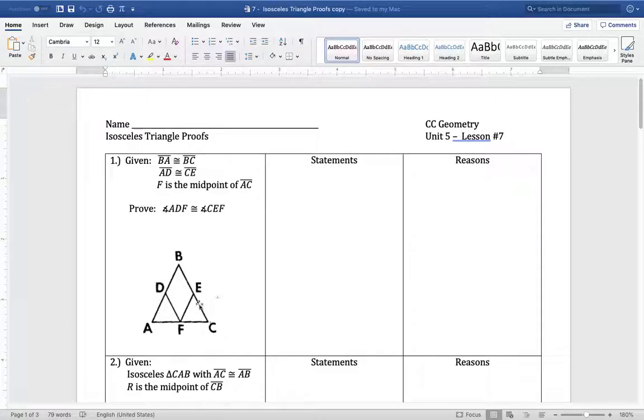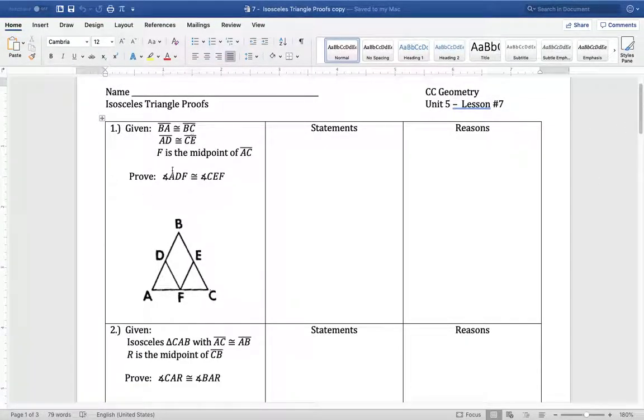So we're going to take a look at a couple here, and again, I'll let you try a few on your own, and you can bring them in and let me take a look at them. The first one we're going to look at is one where you're given a lot of information. We're trying to get triangle ADF, which is this little triangle down here, congruent to triangle FEC or CEF.